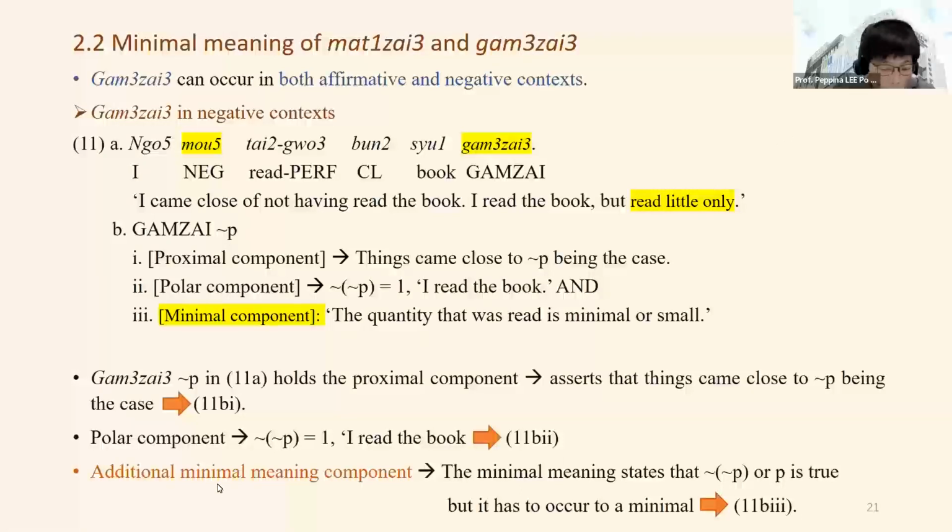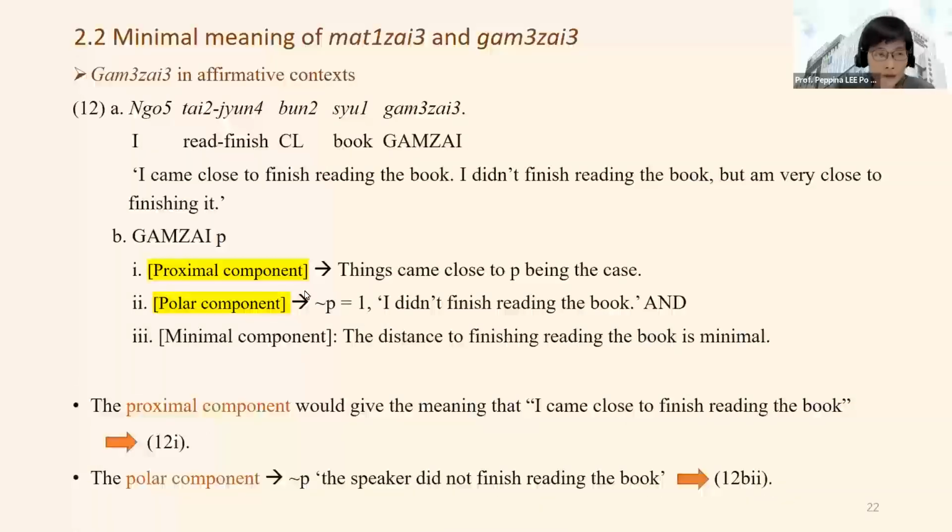So in other words, concluding here, in both negative contexts, regardless of whether it is 乜滯 or 咁滯, there is an additional minimal meaning component. The minimal meaning says that negative P or P is true, but it has to occur to a minimal degree, which here in the case of 咁滯 will be B3. What about the 咁滯 in the affirmative context then? So let's look at sentence 12.